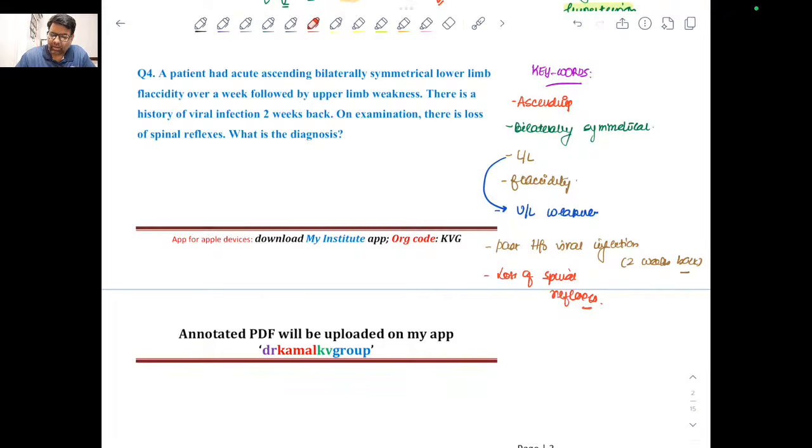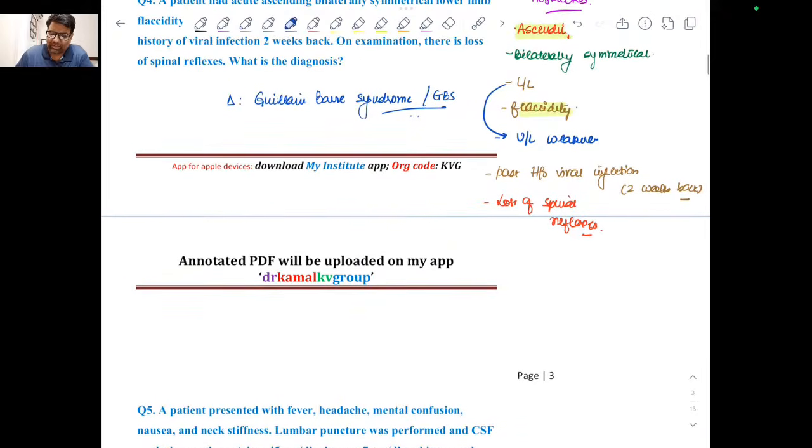Now, the classical keyword which is needed to make a diagnosis here is ascending flaccid paralysis, right? So, this is ascending flaccid paralysis, and this is classical for one condition which is known as Guillain-Barré syndrome or GBS. These are the classical words for Guillain-Barré syndrome. Now, let us take this condition.